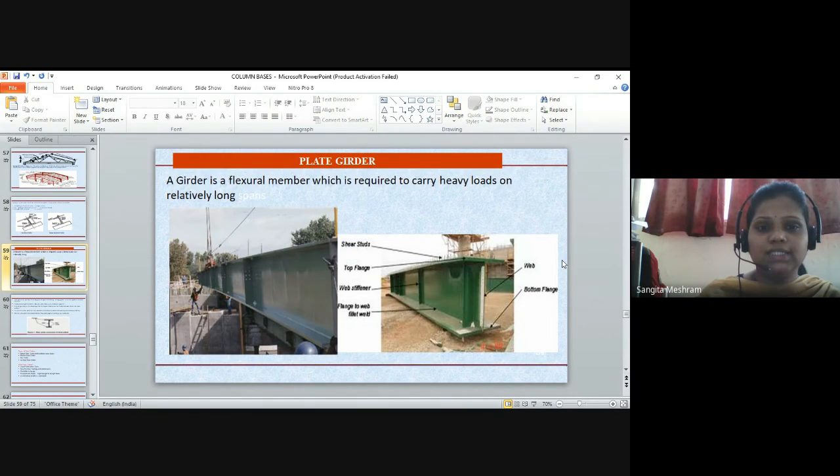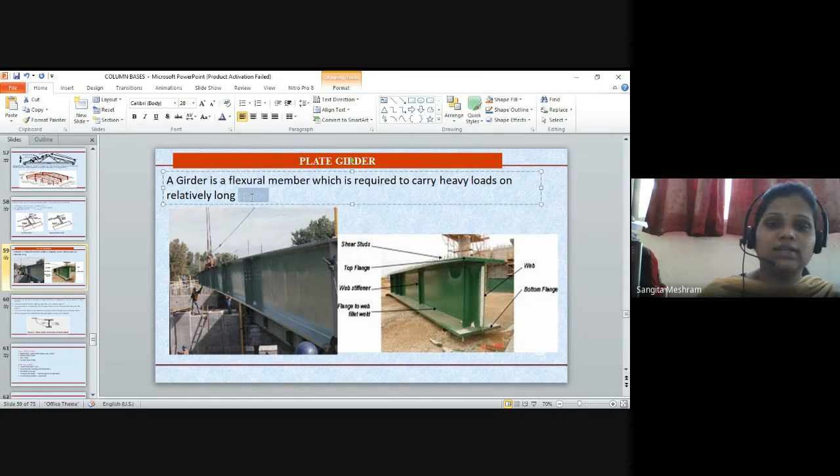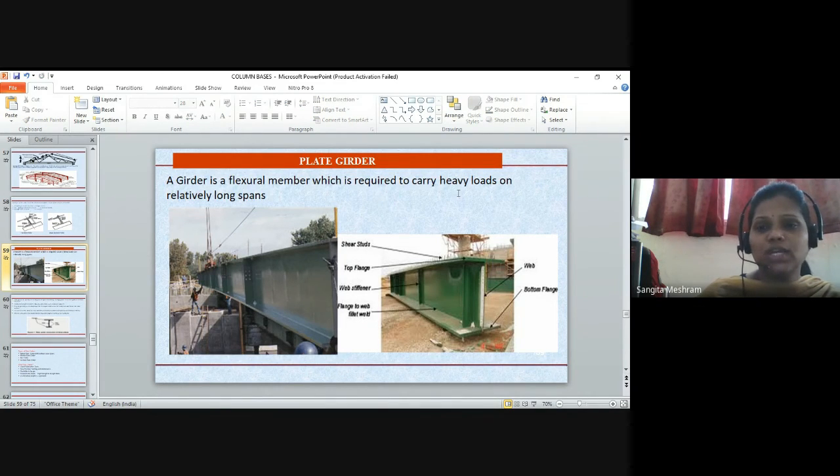This is the plate girder. Next is plate girder, which is a flexure member required to carry heavy loads or relatively long span. What is plate girder? Girder, which is a flexure member, just a beam. It is one of the flexure members. This is the girder, which is used to carry heavy loads or relatively long span. For long span members, we can use this plate girder.